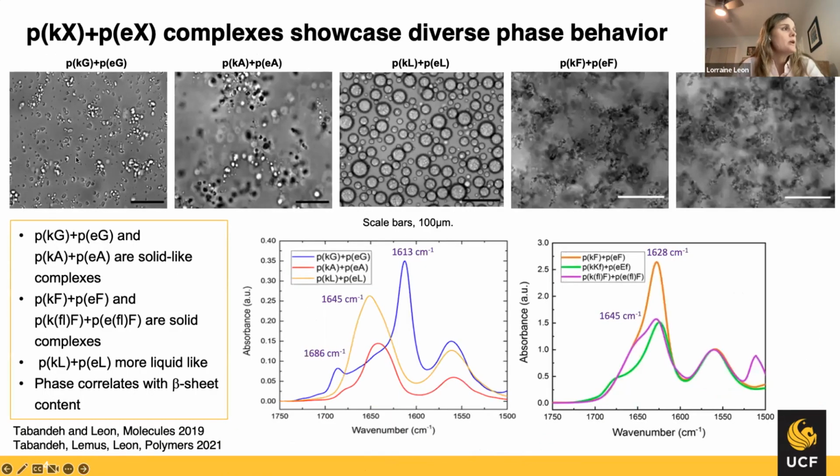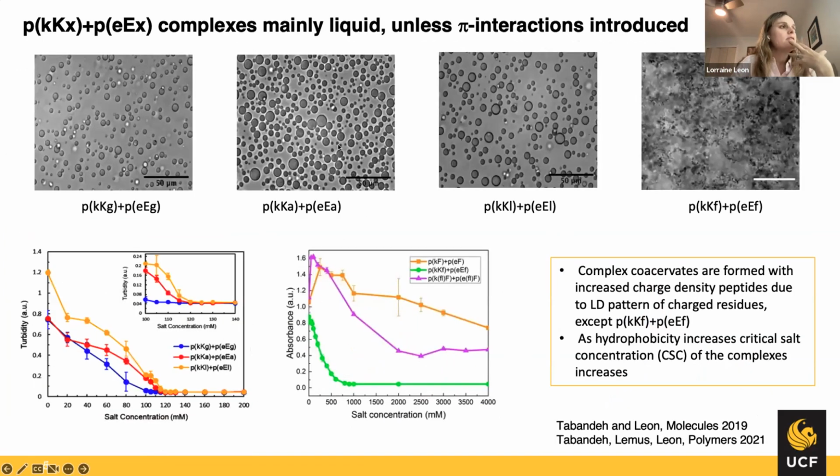In a lot of instances, we can't. We form these solids. And so these solids, when we look at them using things like FTIR or infrared spectroscopy, we see that they're hydrogen bonded. And sometimes, though, we do form liquids. For our second generation of molecules, we formed a lot more liquids.